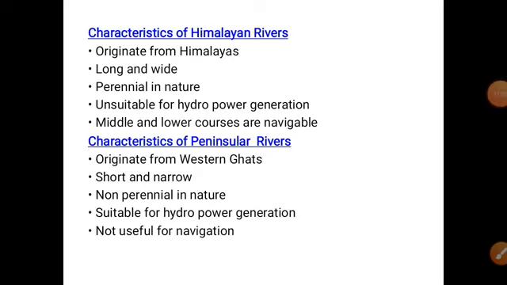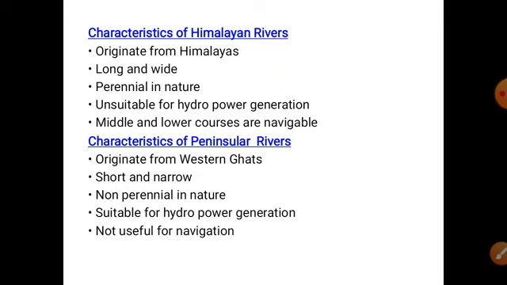The Himalayan rivers originate from the Himalayas. They are long and wide. They are perennial in nature. They are also suitable for hydropower generation. In Himalayan rivers, the middle and lower courses are navigable.